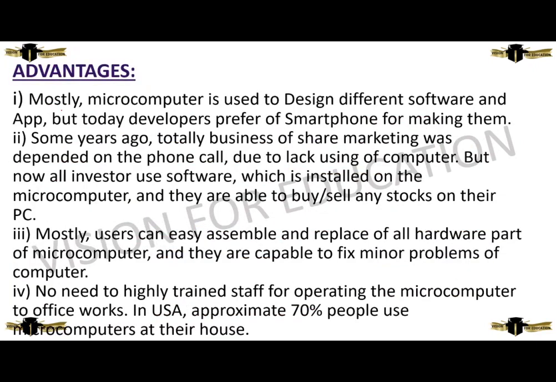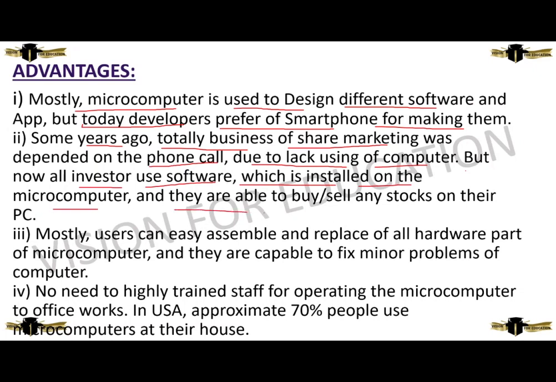Let's look into some advantages of microcomputers. Mostly, microcomputers are used to design different software and apps. Today, developers prefer smartphones for making them. Some years ago, the business of the share market was totally dependent upon phone calls due to the lack of use of computers. But now all investors use software installed on the microcomputer. They are able to buy and sell any stock on their PC.